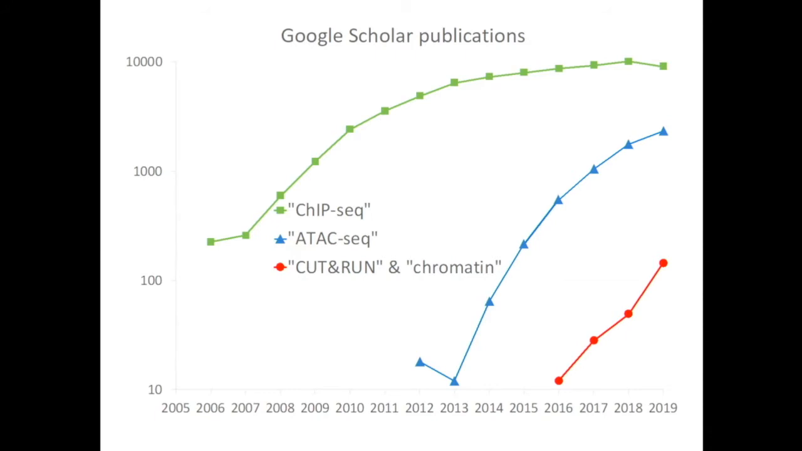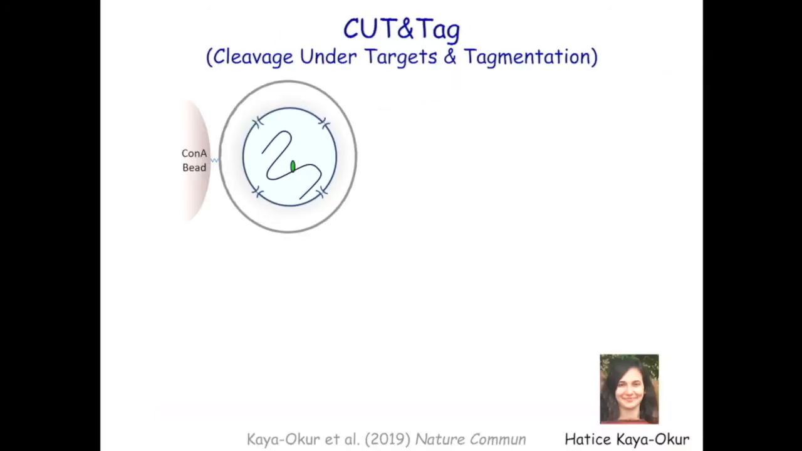So, for example, if we look at Google Scholar publications with the word ChIP-seq, you can see last year there were 10,000 such publications. ATAC-seq, a popular method, is beginning to catch up. And CUT&RUN is also on a similar trajectory. So it's getting popular. But meanwhile, we've been switching over in the lab to a different method.